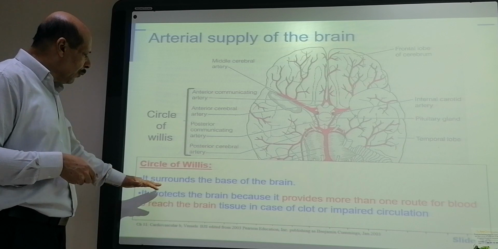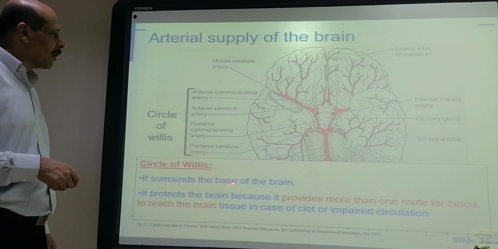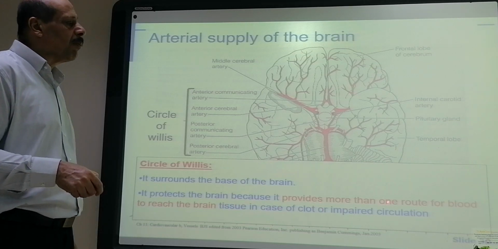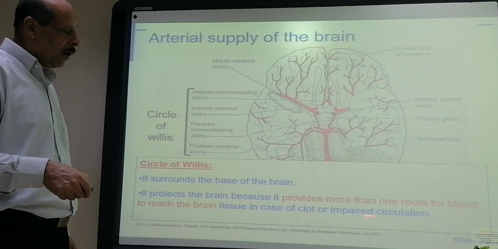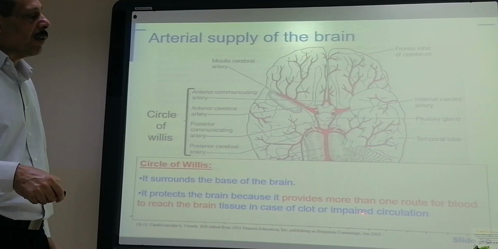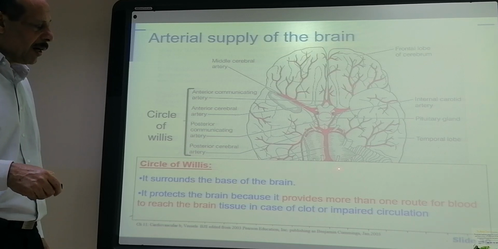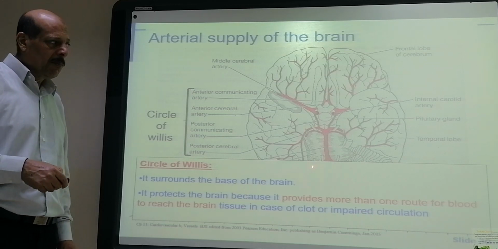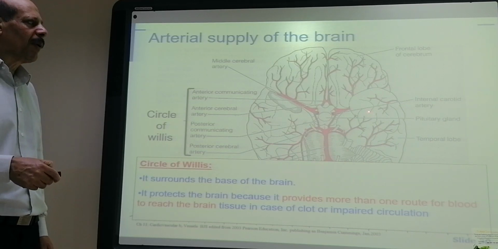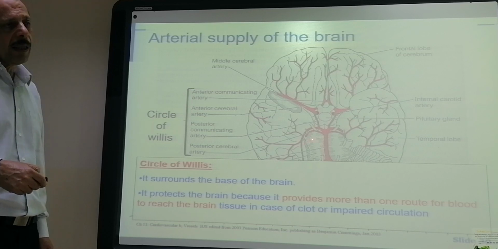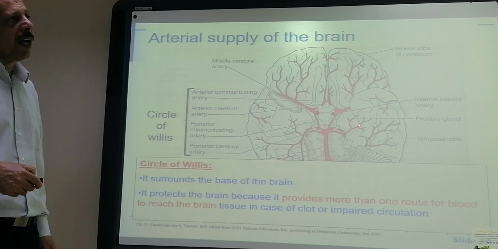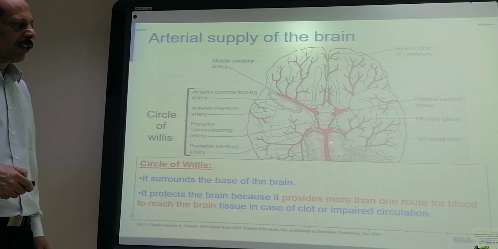So the circle of Willis surrounds the base of the brain. It protects the brain because it provides more than one route for blood to each of the brain tissues in case of a clot or impaired circulation. So with any impairment in the circulation in one of those four main arteries, the blood will be supplied by the others. So it will not stop reaching the brain and the brain tissues.